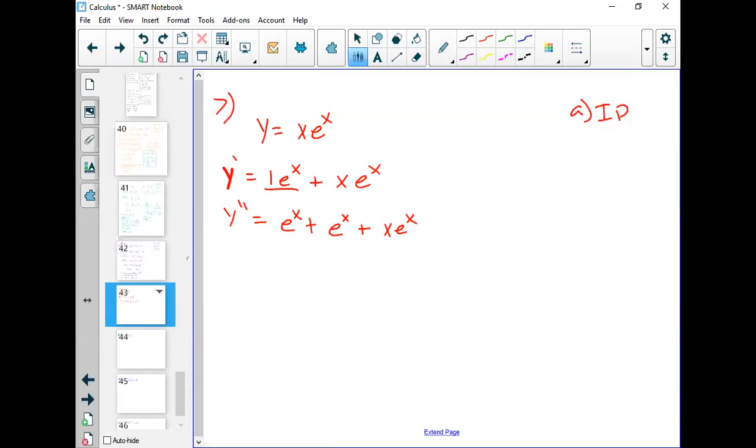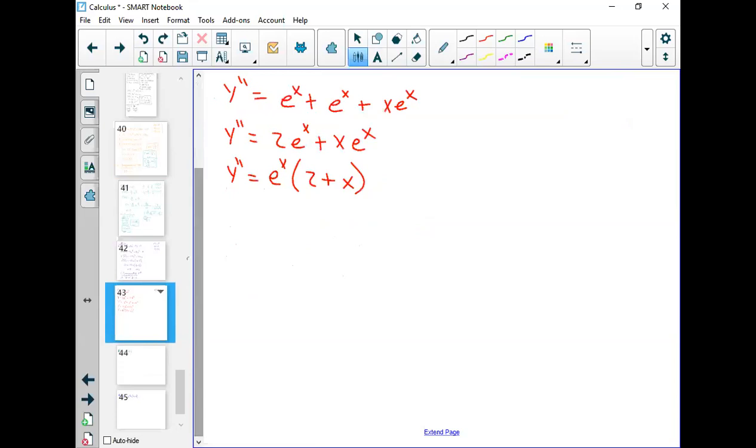Done. And let's make it pretty. Equals 2 e to the x plus x e to the x. And I mean, if we wanted, we could get crazy and factor out an e to the x and be 2 plus x. So let's set this equal to 0. Next step.